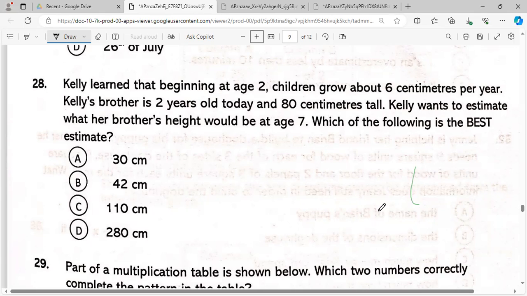28 says Kelly learned that beginning at age 2, children grow about 6 centimeters per year. Kelly's brother is 2 years old and 80 centimeters tall. Kelly wants to estimate what her brother's height would be at age 7. Which of the following is the best estimate?